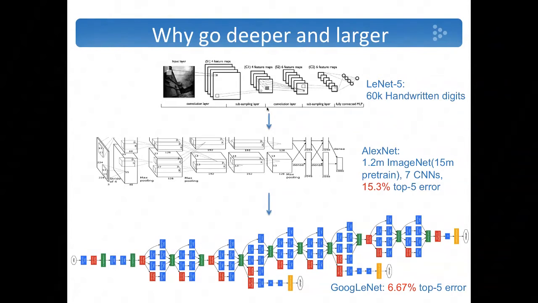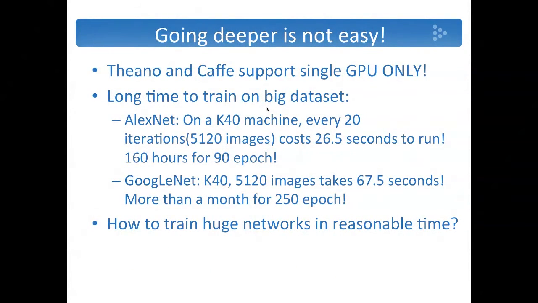Well, last year, Google announced their GoogleNet, and as you can see at the bottom is the huge neural network they're using, and it achieves a top 5 error of 6.67%. It's double the performance of AlexNet, but the neural network is much more complex. So going deeper is not easy because Theano and Caffe support only a single GPU, and it also takes a long time to train on a big data set.